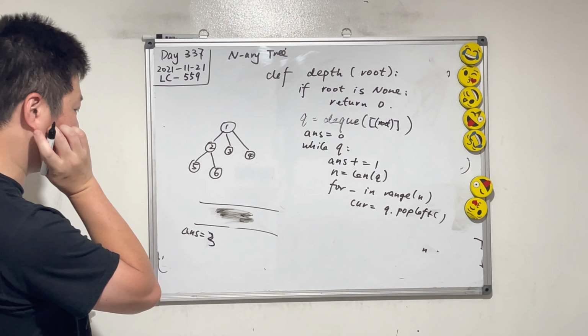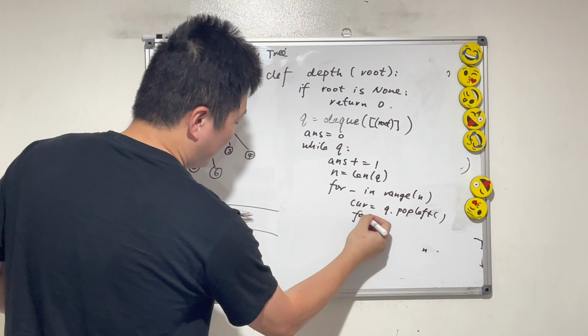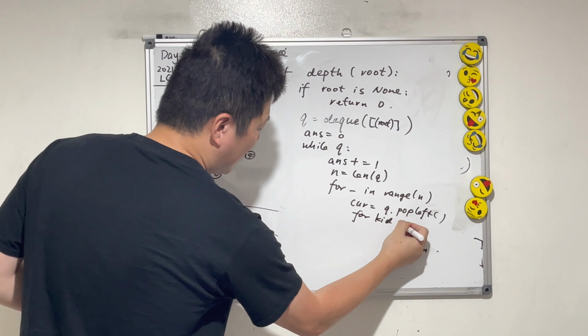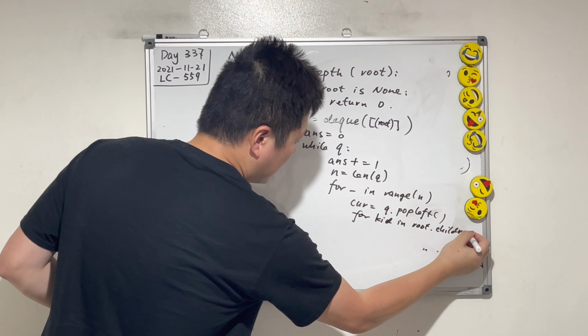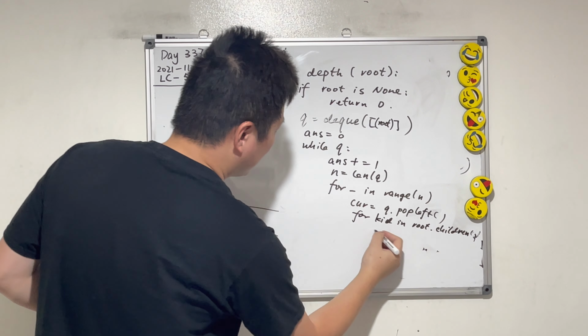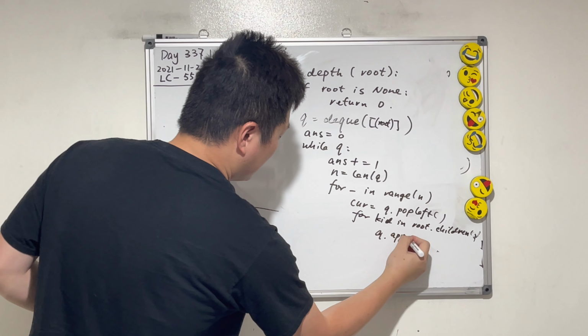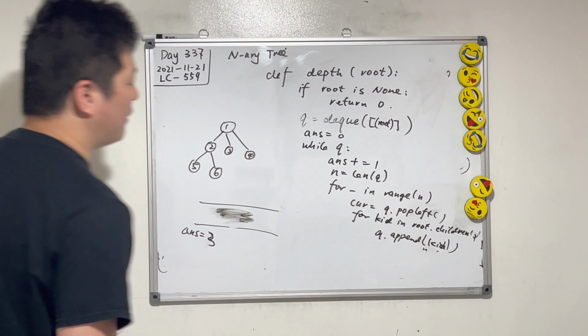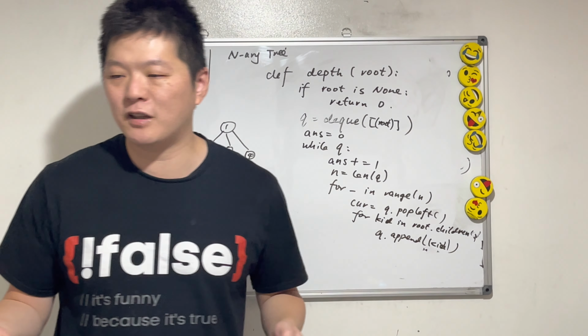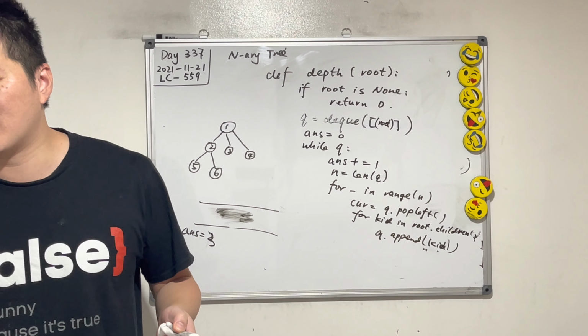We take it out. Then what do we need to do? We need to push it for kid in root.children, and then we just say q.append(kid). That's it. You notice that the breadth search and DFS search for the tree is much easier than the graph.